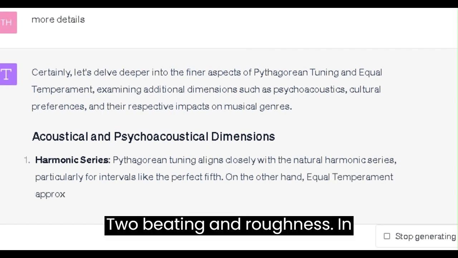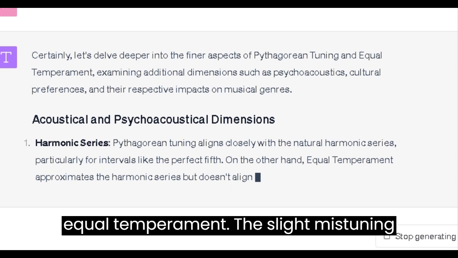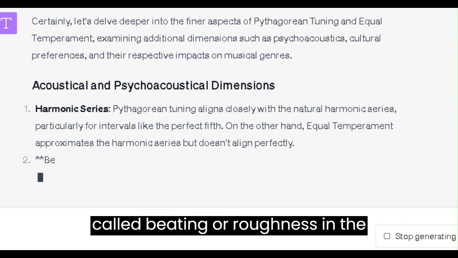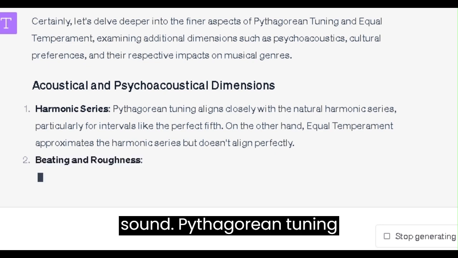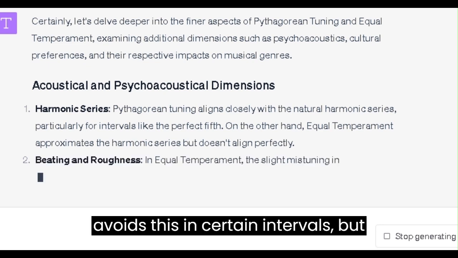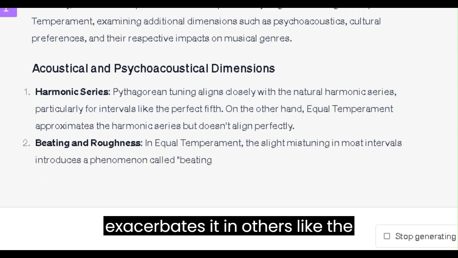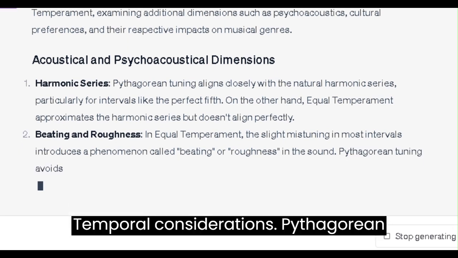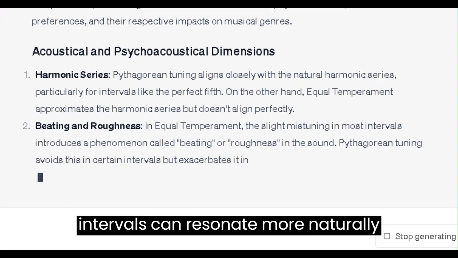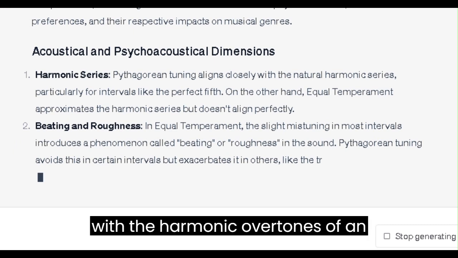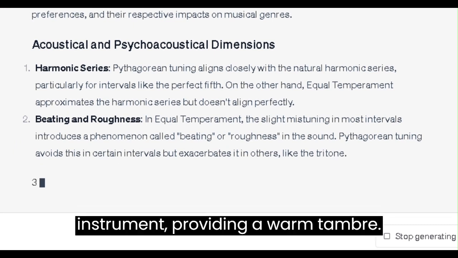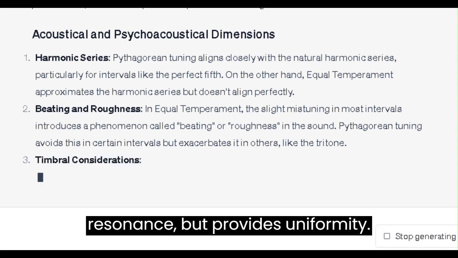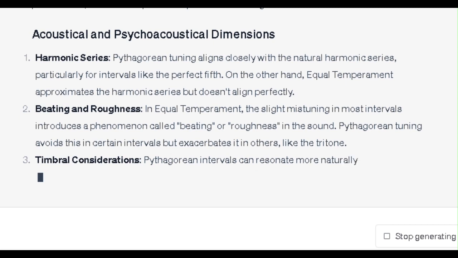2. Beating and roughness. In equal temperament, the slight mistuning in most intervals introduces a phenomenon called beating or roughness in the sound. Pythagorean tuning avoids this in certain intervals but exacerbates it in others, like the tritone. 3. Timbral considerations. Pythagorean intervals can resonate more naturally with the harmonic overtones of an instrument, providing a warm timbre. Equal temperament may not offer such resonance but provides uniformity.